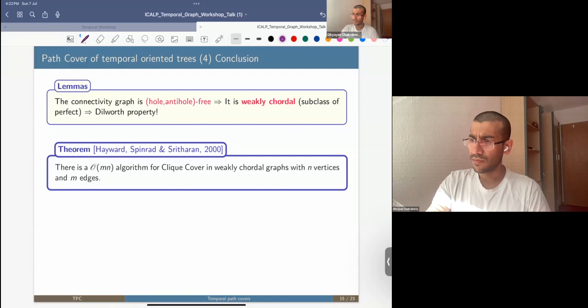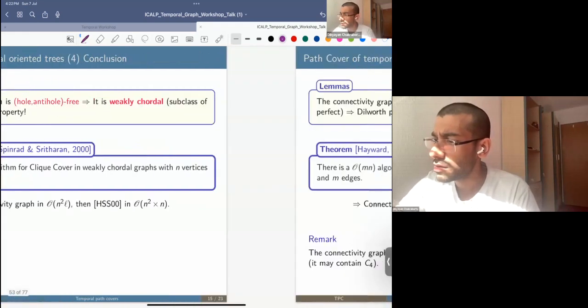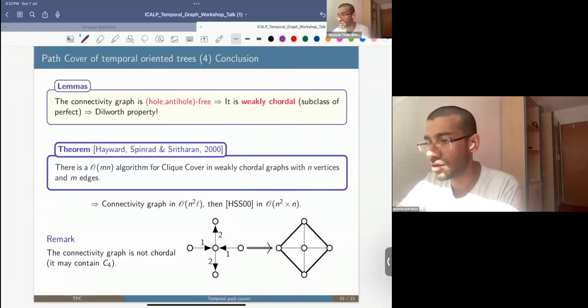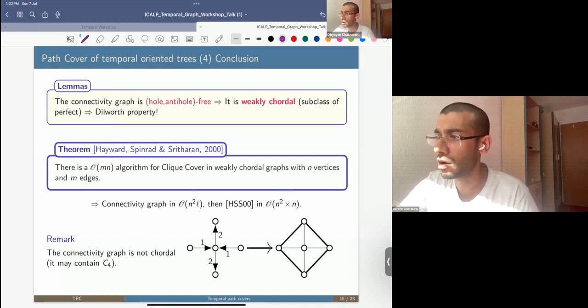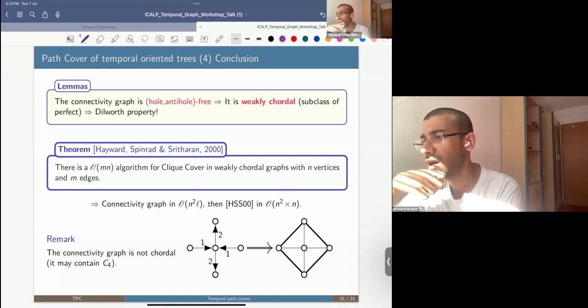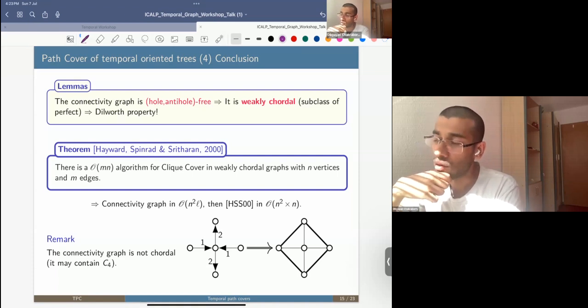So as I said, the connectivity graph is not chordal, so you cannot really strengthen this further. Of course, it's not true that all weakly chordal graphs can be realized as a connectivity graph of some temporal oriented tree. I'm not sure about it, but we cannot hope for chordality in the connectivity graph.